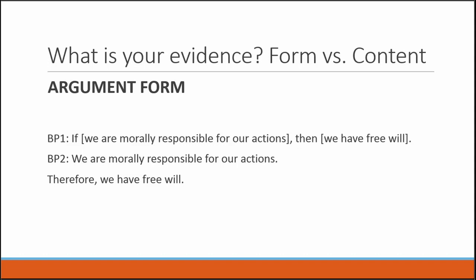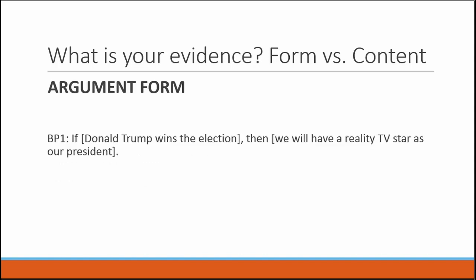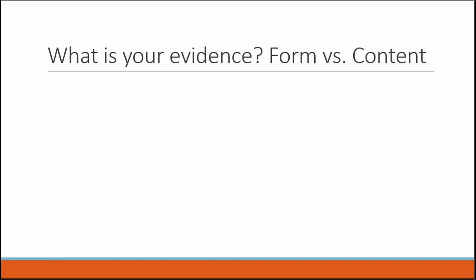Here's another argument, same form, different content. If Donald Trump wins the election, then we have a reality star as our president. If P, then Q. Donald Trump did win the election, P, therefore Q. We have a reality star as our president. So, two arguments with different content but the same form. And the validity of the argument is determined not by the content, but by the form of the argument.